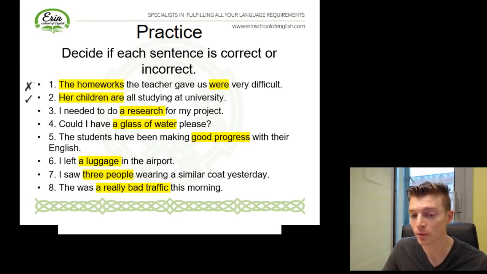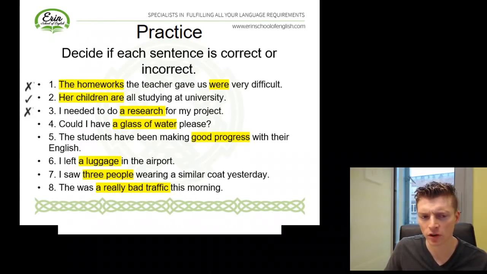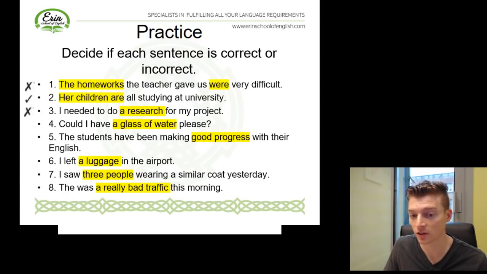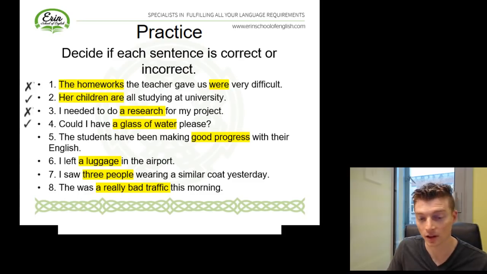Number 3, I needed to do a research for my project. Now you may remember research is an uncountable noun, which means we cannot use it with a or an. Therefore, to make the meaning, so here we're not talking about the material, glass. We're talking about the object you drink from. And in this context, glass is countable. Therefore, this sentence is correct.